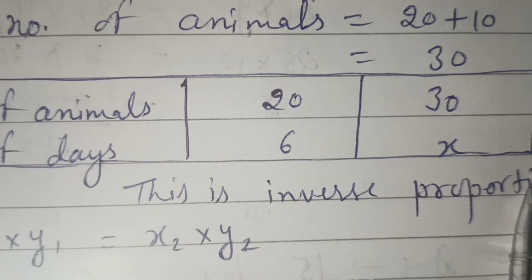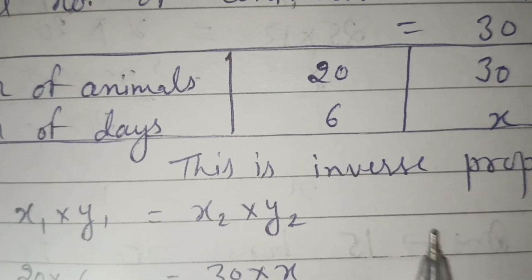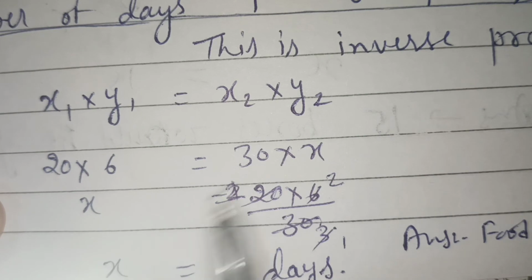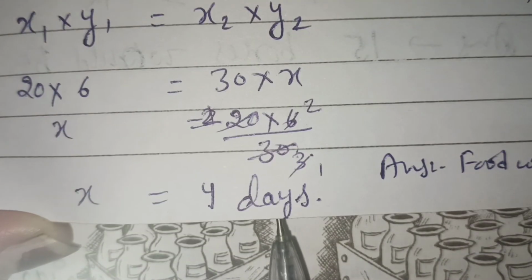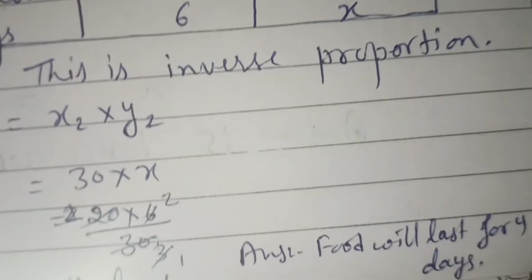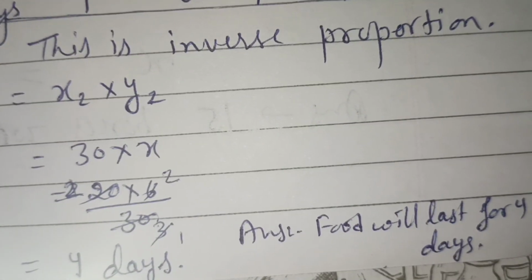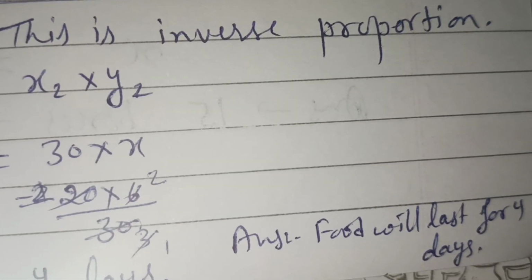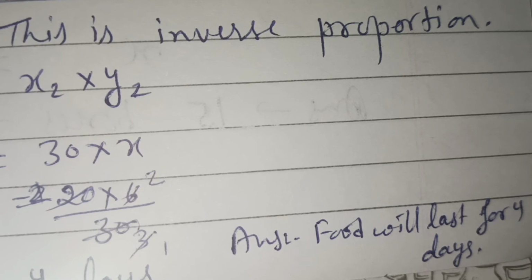So this is inverse proportion. We will use the formula x1 y1 equals x2 y2. By this formula, when we put the values, we got 4 days. So the food will last for 4 days. This is the answer. Here we have solved 2 questions of inverse proportion and 1 question of direct proportion.